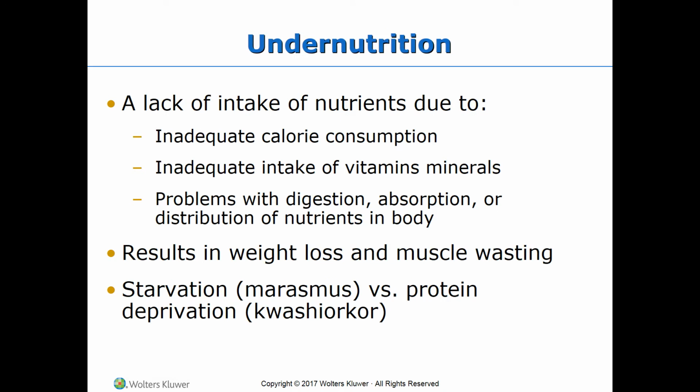In undernutrition, the person might not have enough consumption of nutrients, which will lead to a lack of calories, and the person will also have inadequate intake of vitamins and minerals, and can have problems like absence of the digestion, absorption, and distribution of nutrients within the body. That, of course, can result in the lack of nutrients that stimulate the growth of muscles, and in general, it will lead to muscle wasting and weight loss.